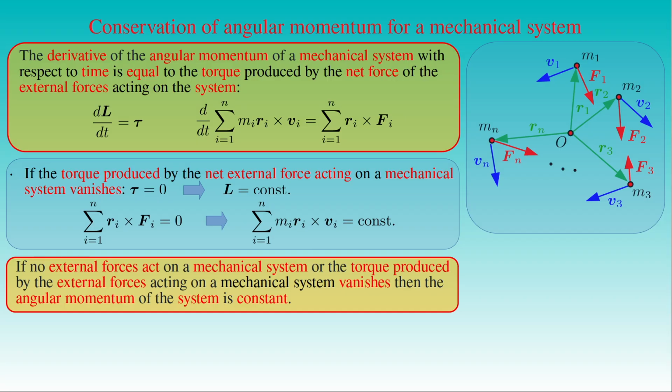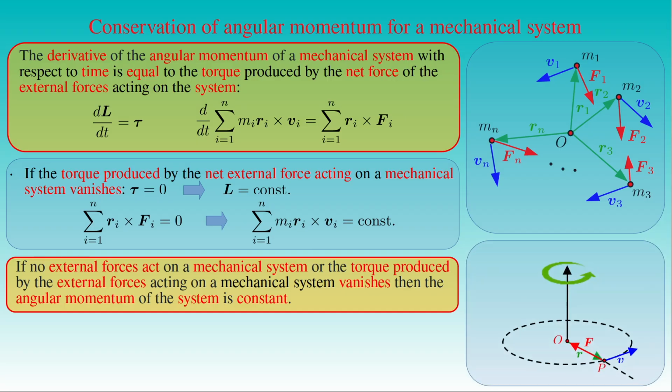In other words, the angular momentum of a closed system, that is a system in which no external forces are applied, is conserved. As a special case, we can consider a system that consists of a single point mass at the point P described by the position vector R relative to the reference point O, where the point mass has the instantaneous velocity v under the influence of the force F.